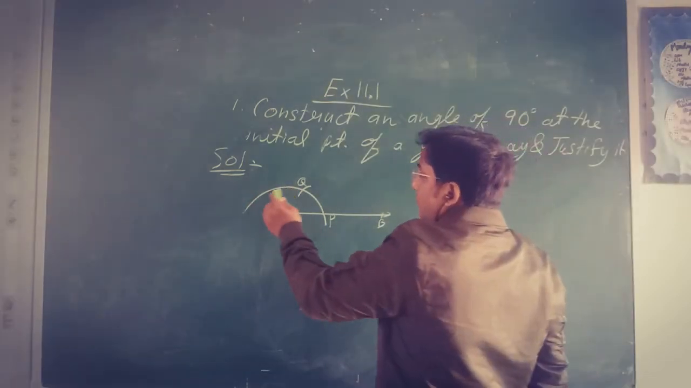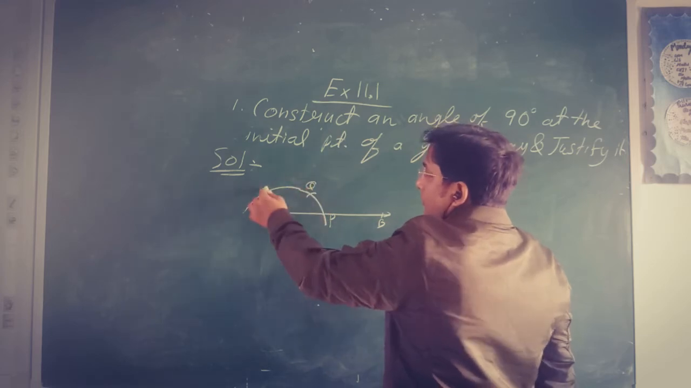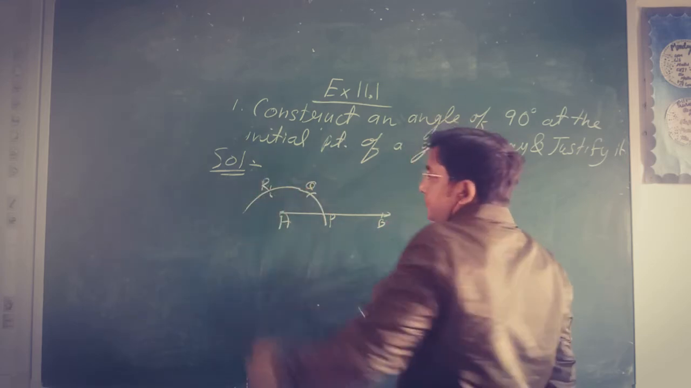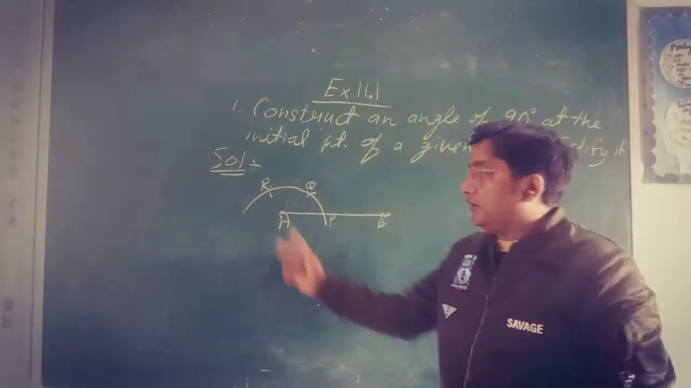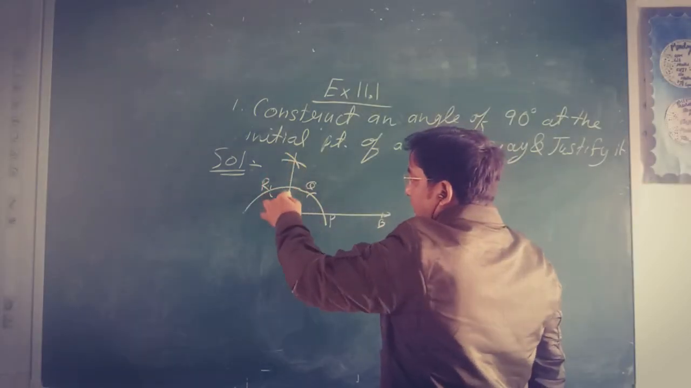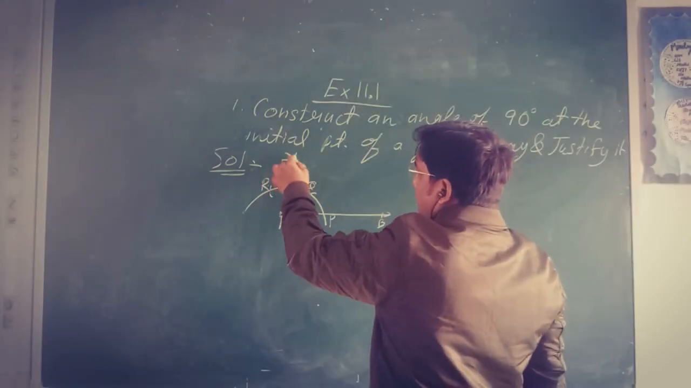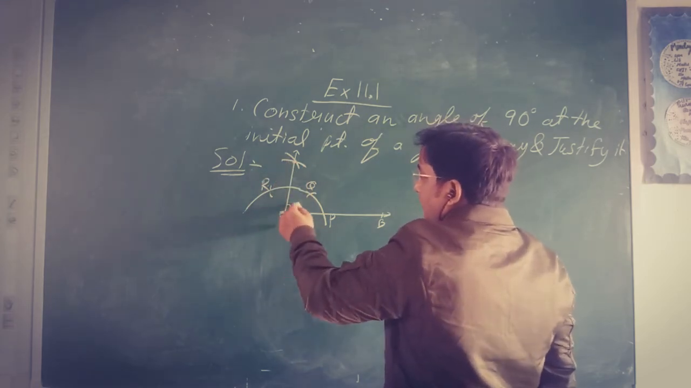So you have to draw one more arc here. That is R. Now bisect this part. From Q and from R, you will get this. This is 90 degree.